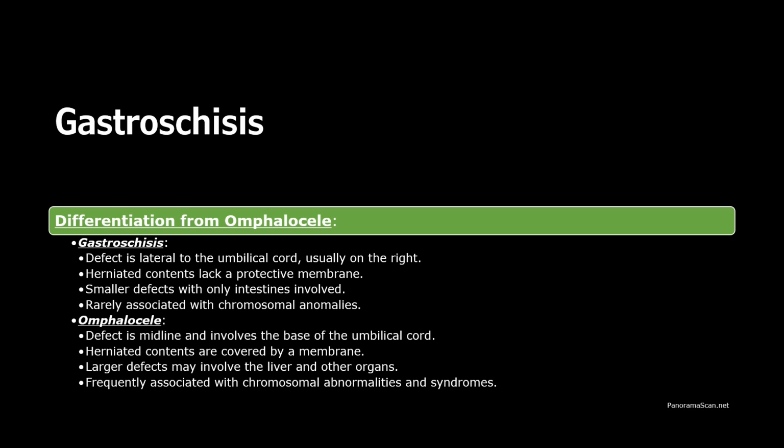Omphalocele tends to be a larger defect, and liver and other organs may also be involved in the herniated contents. Omphalocele is frequently associated with chromosomal abnormalities and syndromes such as trisomy 13, 18, and 21. These differences are critical for accurate diagnosis and management of the condition.